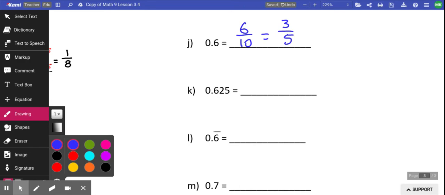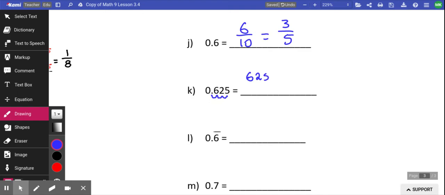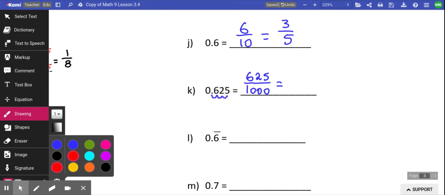0.625, not a very fun one. If I move the decimal 3 times, 1, 2, 3, it's now 625 divided by 1,000. Reducing that, again, isn't going to be the most fun. This does divide by 25. I know because it ends in 25. 1,000 divides by 25 because we already did it, but it also ends in 0, 0, which is good for me. On the bottom, I'm going to have 40.